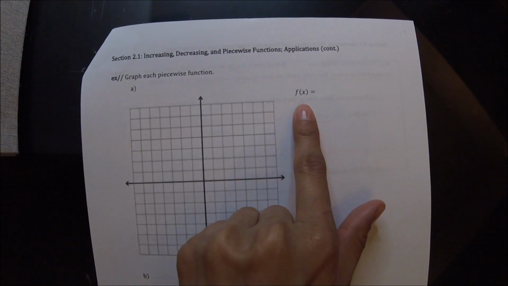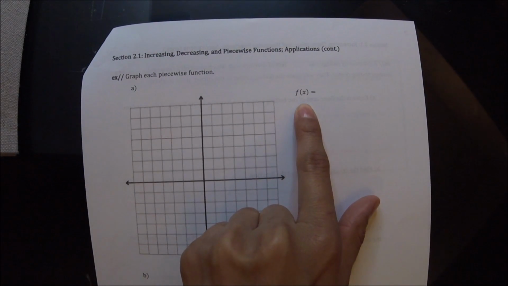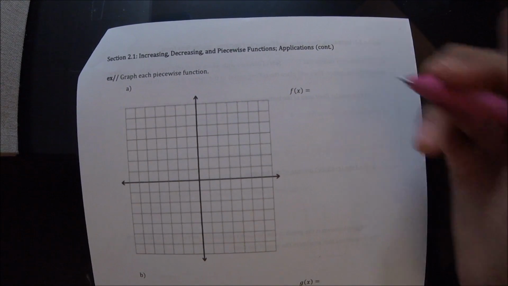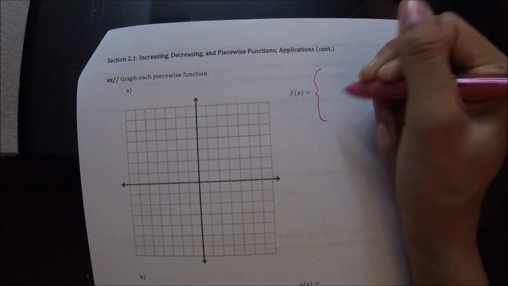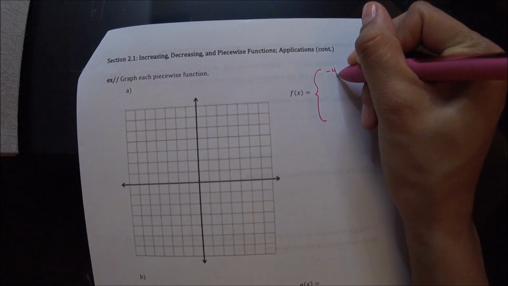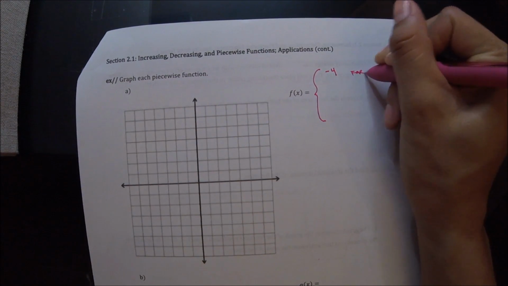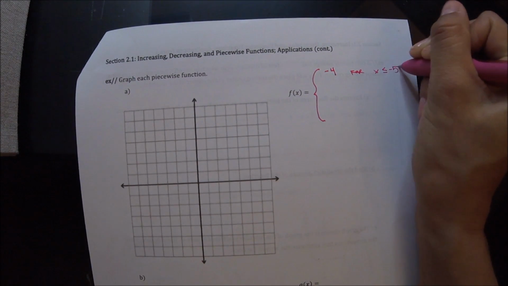So we're going to write down our first function, f of x. This one is going to have 3 parts. The first part will be -4, and this will be for x less than or equal to -5.